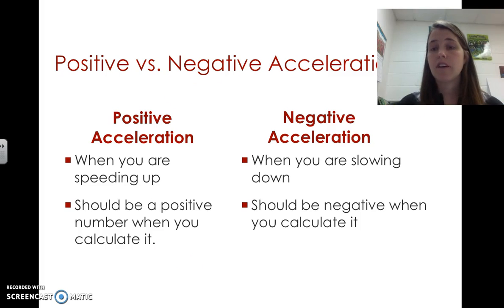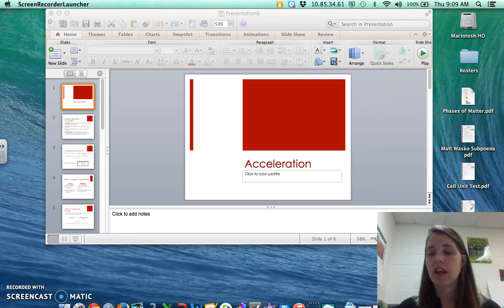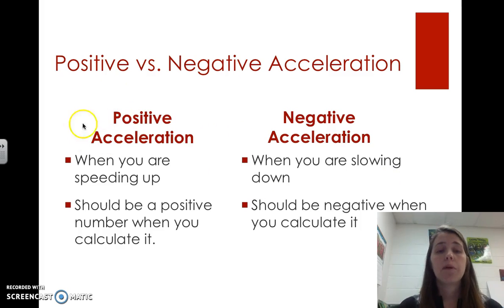There are two types of acceleration. We've got positive acceleration and negative acceleration. Positive acceleration is when you are speeding up, and it should be a positive number when you calculate it. That's just something to remember, a little cheat sheet. Negative acceleration is when you are slowing down and should be negative when you calculate it. So obviously positive should be positive and negative should be negative.